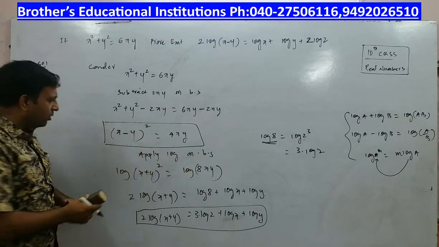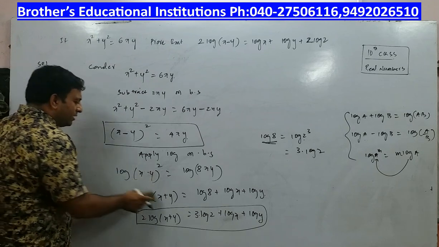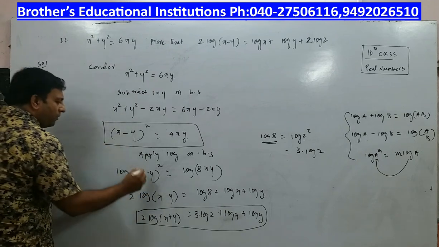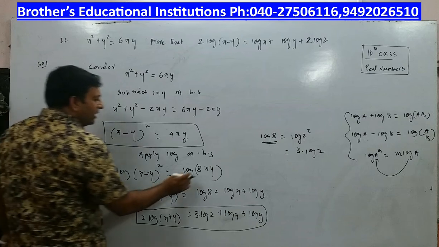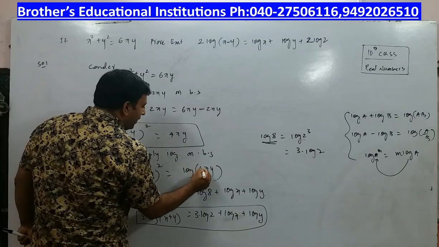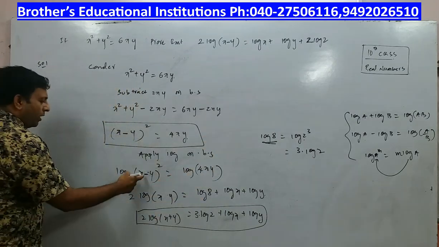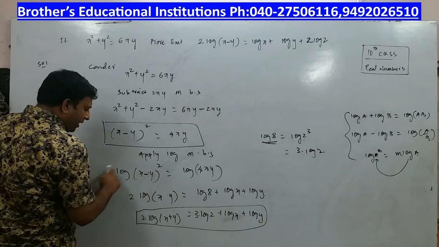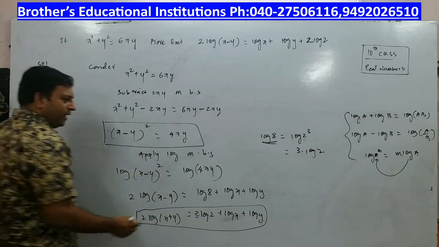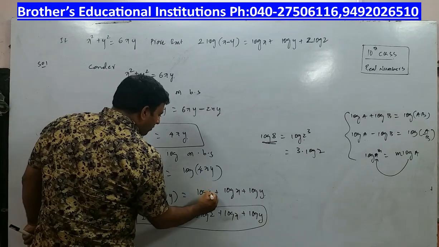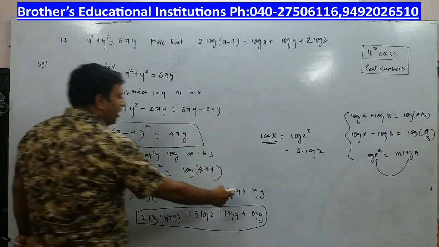Apply logarithms on both sides. When I apply logarithms on both sides, what will happen? It will be log of x minus y whole square is equal to log of 4 into x into y. Now what is log of x minus y whole square? 2 will come here, 2 times log x minus y, and instead of log 8 you have log 4 plus log x plus log y.